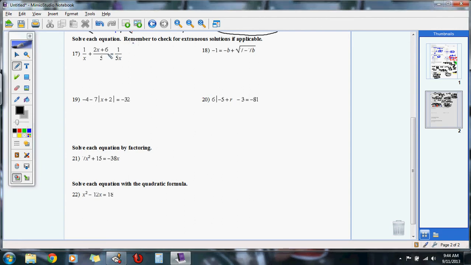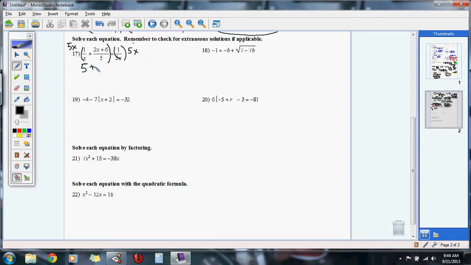All right, last video for this first chapter, Unit 1A, 17 through 22. Looking at this problem here, I'm going to multiply everything by the common denominator. So I'm going to multiply the entire left side by my common denominator of 5x, and the right side by 5x. All right, so when I distribute through, the x's cancel.